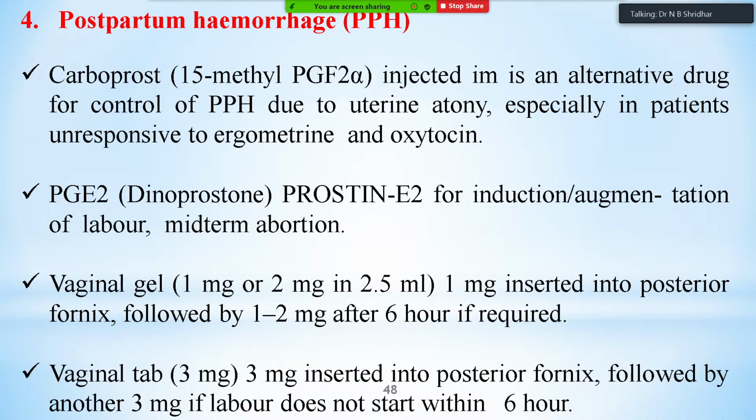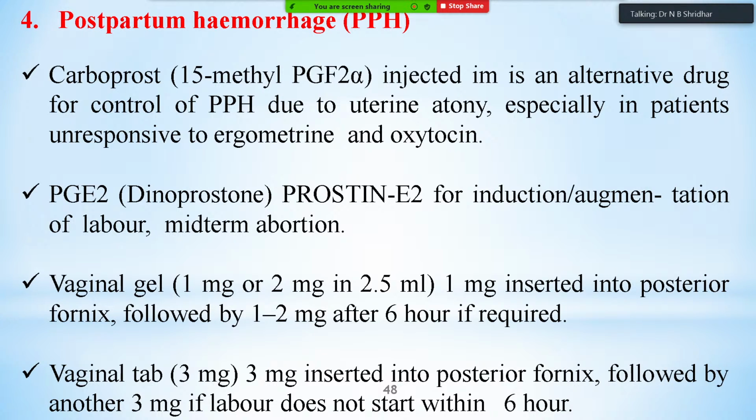And of course, whenever we are operating on the uterus of the animals, then there is a chance of postpartum hemorrhage. So this can be stopped by carboprost tromethamine, and it's a 15-methyl PGF2 alpha analog. Injected IM, it is an alternative drug for control of the PPH, meaning postpartum hemorrhage due to uterine atony, especially in patients unresponsive to methylergometrine and oxytocin. If both treatments fail, then carboprost can also be used.